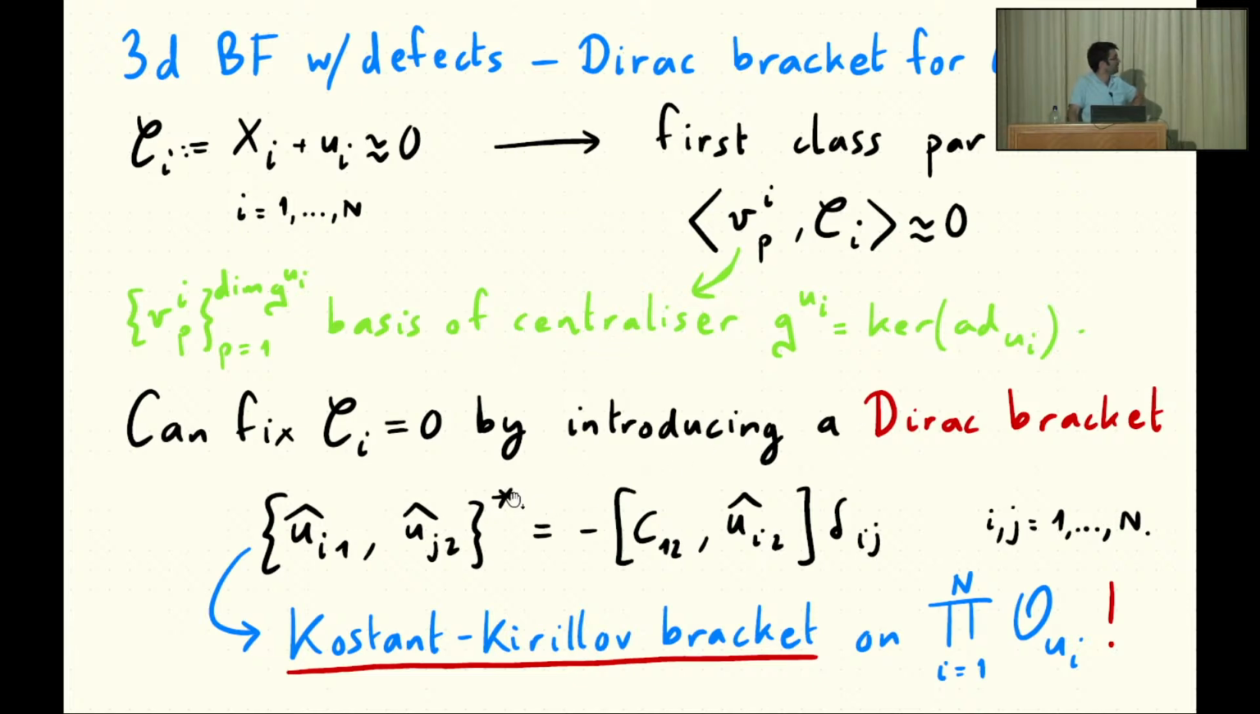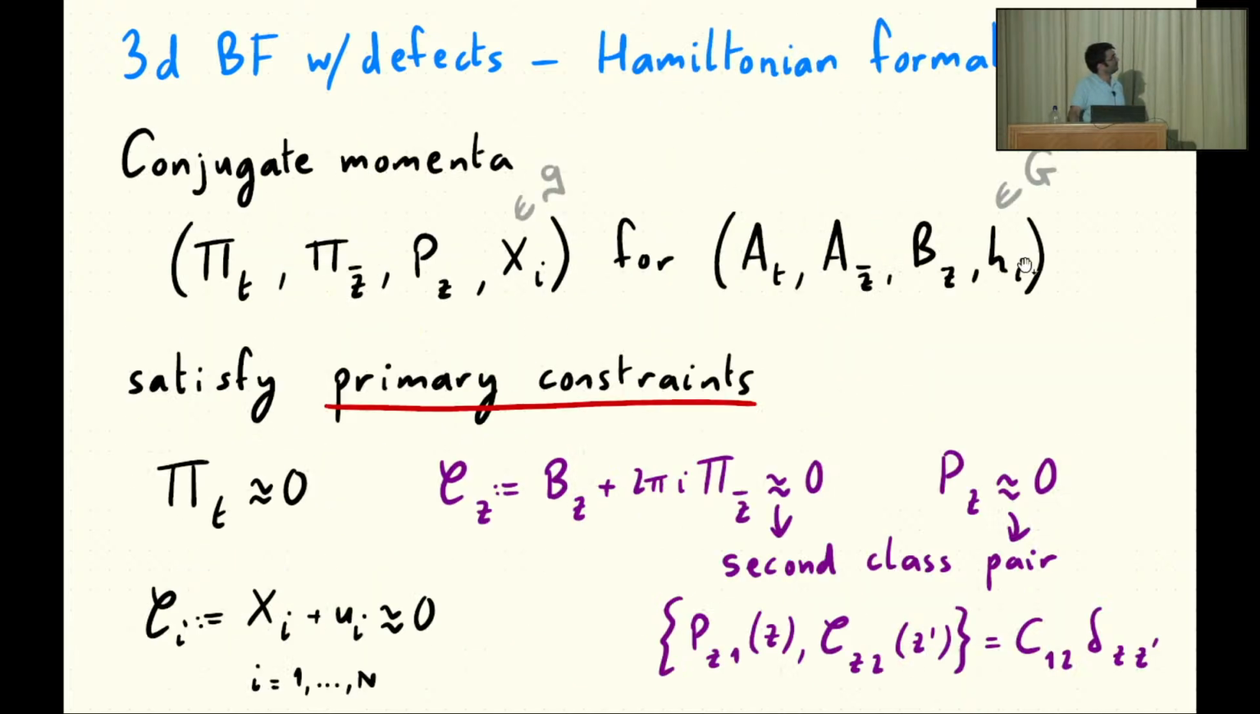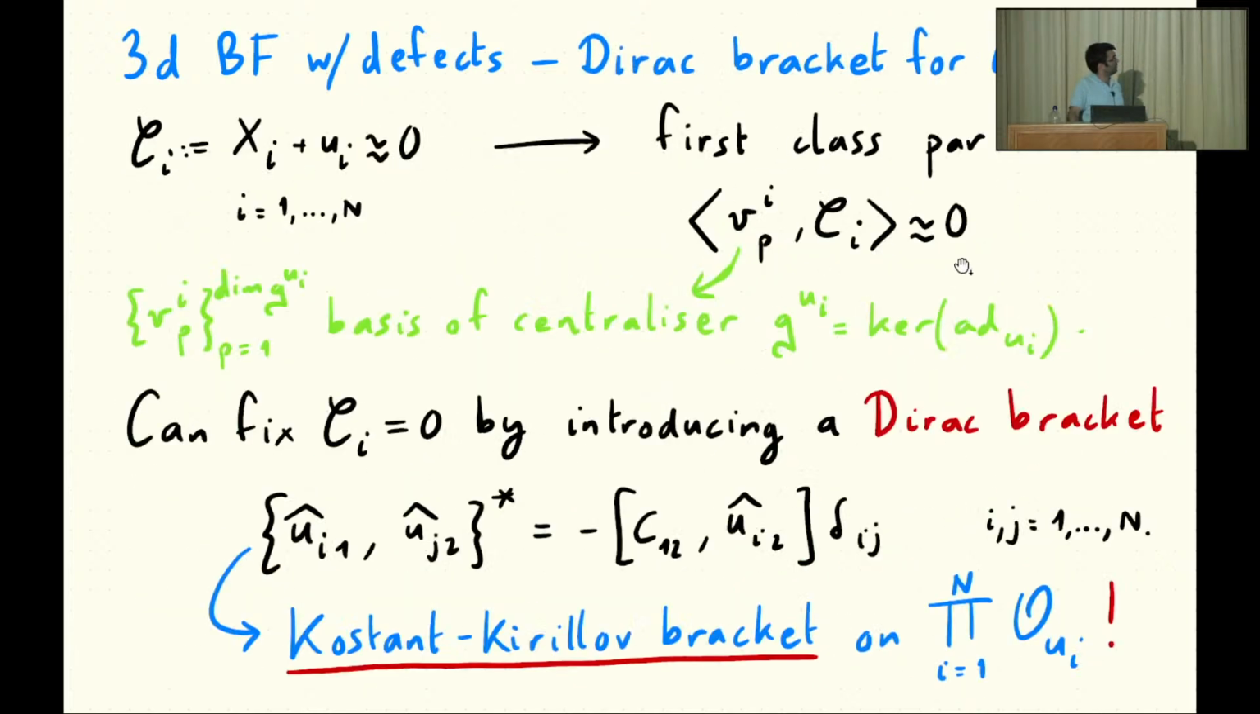And what you find in the end is that the Dirac bracket on the fields H, or rather on the combination U hat, which is H U H inverse, is precisely given by this Kostant-Kirillov bracket. So after gauge fixing the constraint C_i, you basically end up with the Kostant-Kirillov bracket for the fields U hat on the reduced phase space.